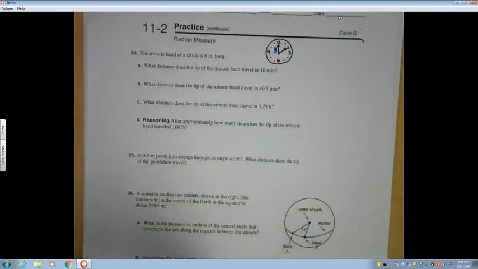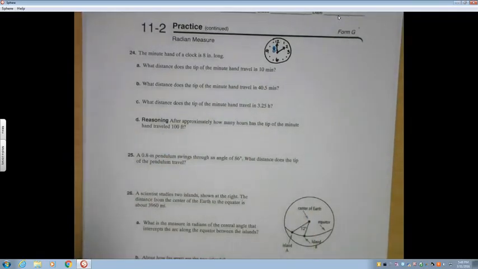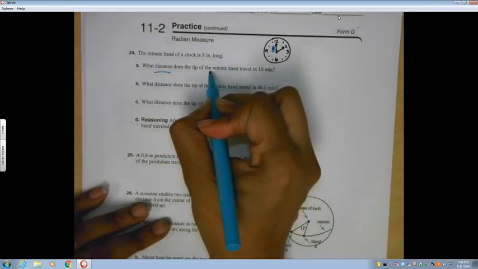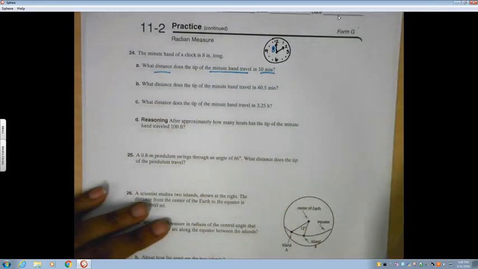What they want us to do for each one is find the distance, and most of them I think are in terms of radians. I don't know. I think it's also as a decimal. So the first thing, understand that on this one we want to know the distance that the minute hand would travel for 10 minutes. Well, let's think about that.